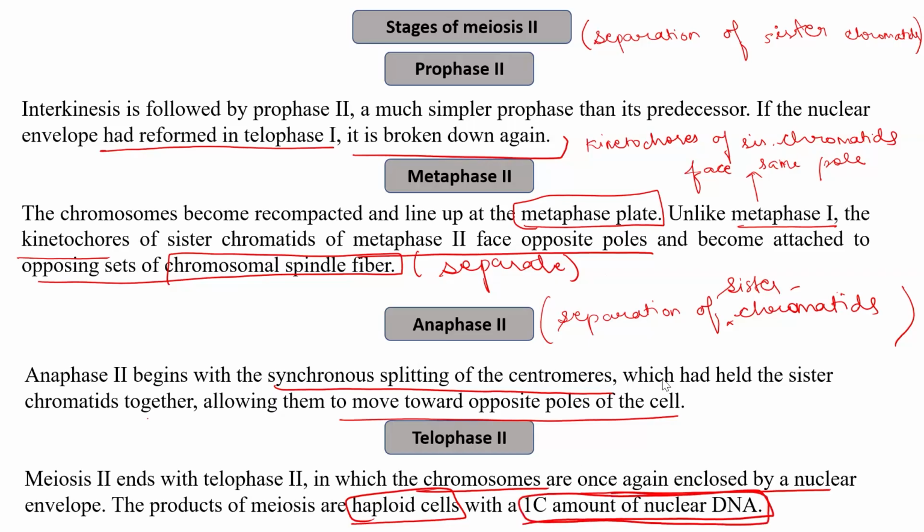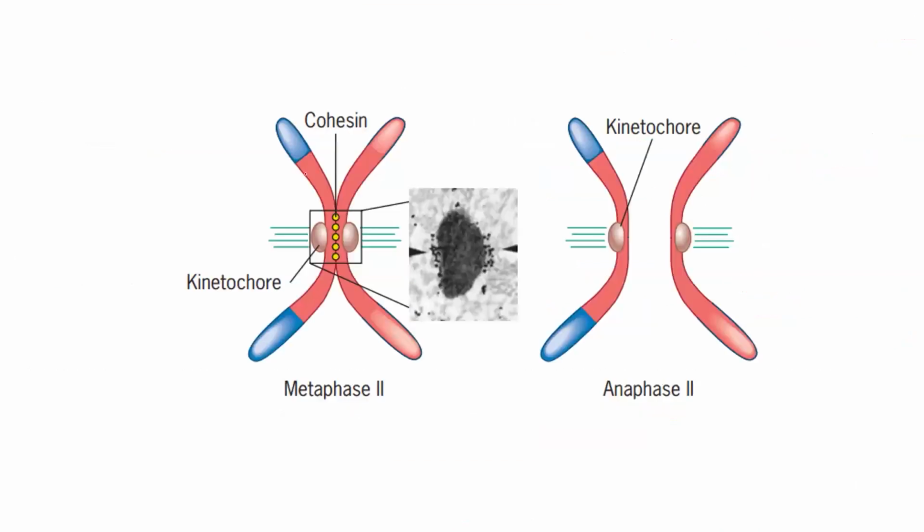This is the metaphase 2 and anaphase 2 stage. In this, these two which are represented here are the sister chromatids. Earlier, the separation of homologous chromosomes was happening. Now the separation of sister chromatids is happening in meiosis 2. So the cohesin which is present between the sister chromatids gets proteolytically cleaved, and the chromatids move to the opposite poles.